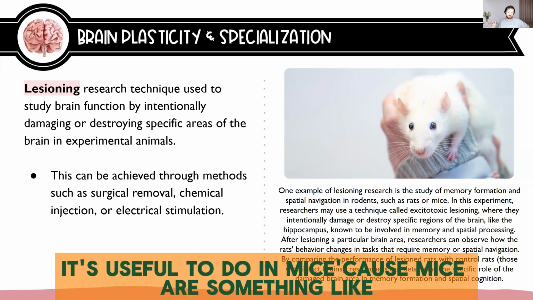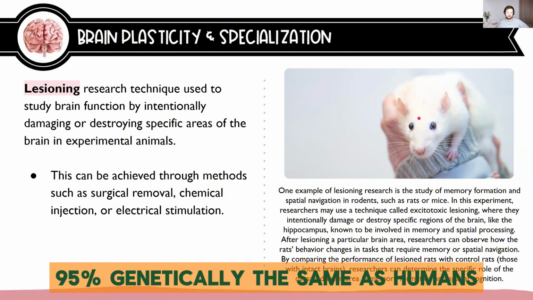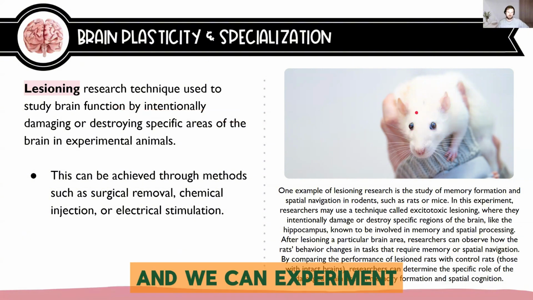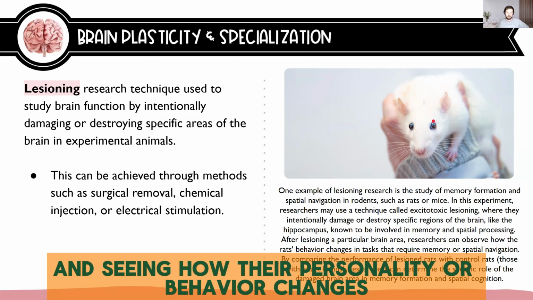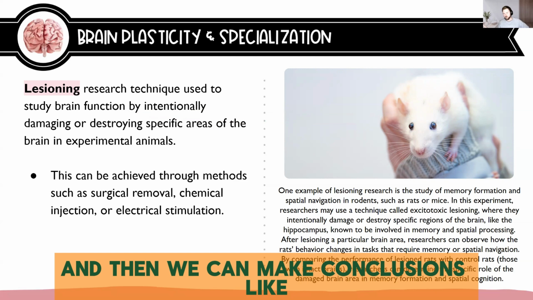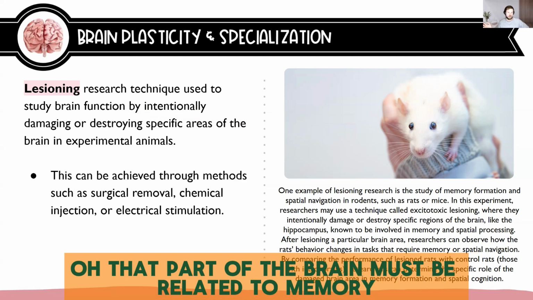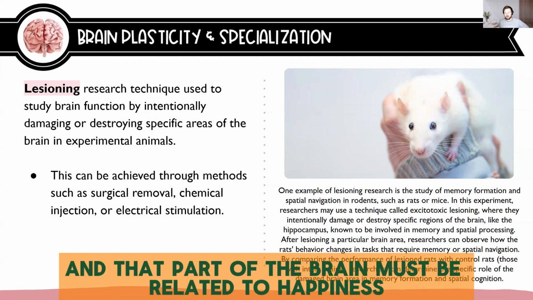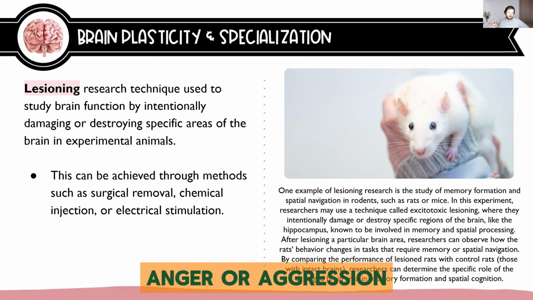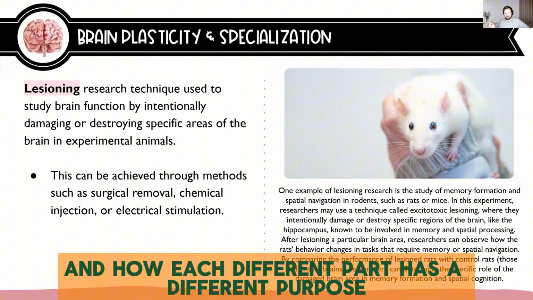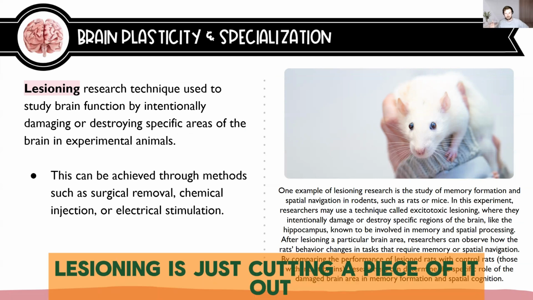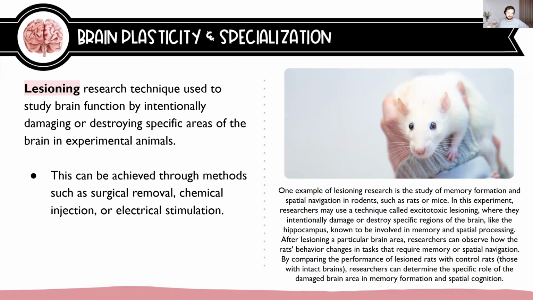It's useful to do in mice because mice are something like 95% genetically the same as humans. And we can experiment by cutting out a small piece of their brain and seeing how their personality or behavior changes. And then we can make conclusions like, oh, that part of the brain must be related to memory, and that part of the brain must be related to happiness or anger or aggression. This is how we learn about specialized functions in the brain and how each different part has a different purpose. Lesioning is just cutting a piece of it out.